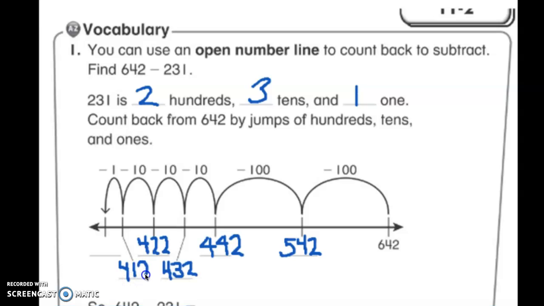Remember, when we're taking away tens, we're just taking 1 away from the tens place, so 2 minus 1 is 1. So that's how we got that 412. Now we're just going to take away that final 1. 412 minus 1 is 411.